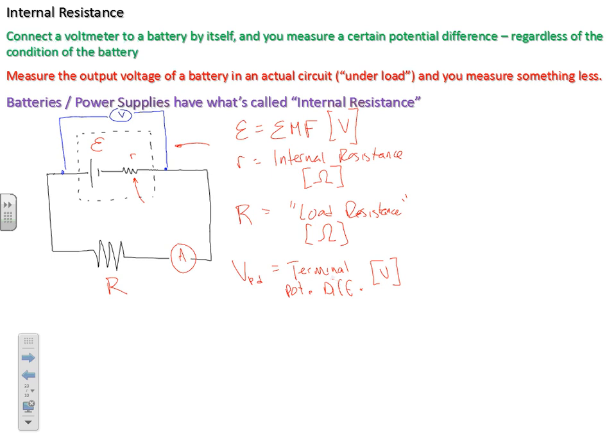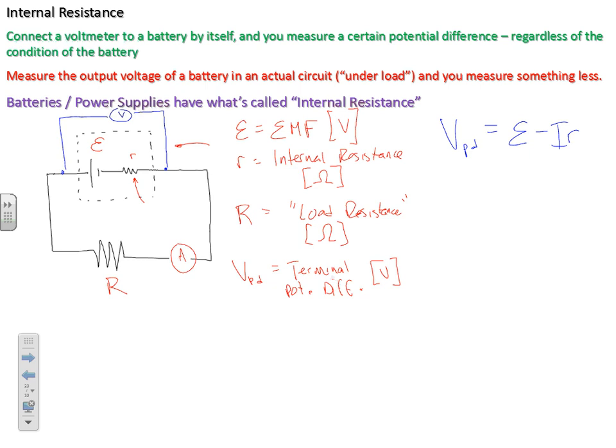A couple of equations we can write. First of all, we can say that V_PD, the potential difference that you actually measure across a battery that is supplying a circuit with current, is the EMF minus whatever drop in potential there is across the internal resistance of the battery itself.